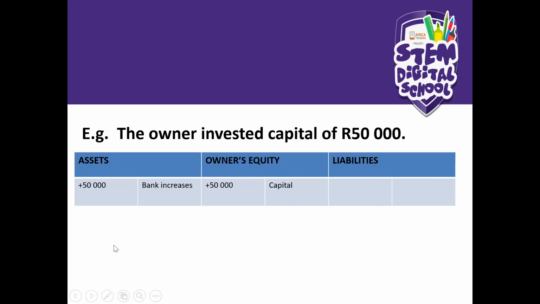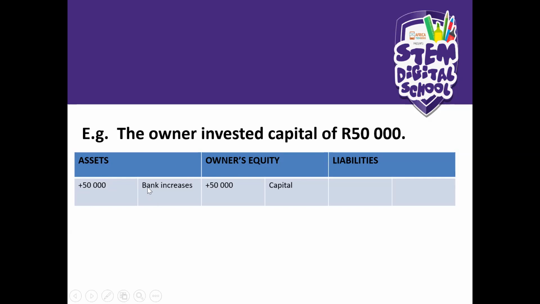Right. There's another example. The owner invested capital of 50,000 rand. So what is the transaction all about? It is about capital, 50,000 rand. Okay. Now, if the owner invests something, it means the business bank account is increasing. We already said bank is an asset. So with assets, it's going to be plus 50,000 rand. Why? Because your bank is increasing.